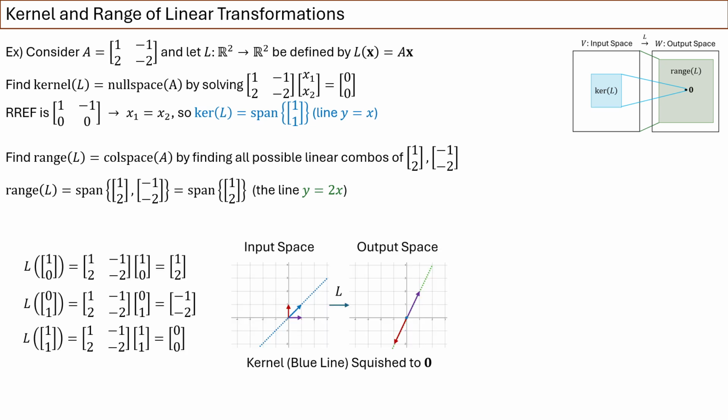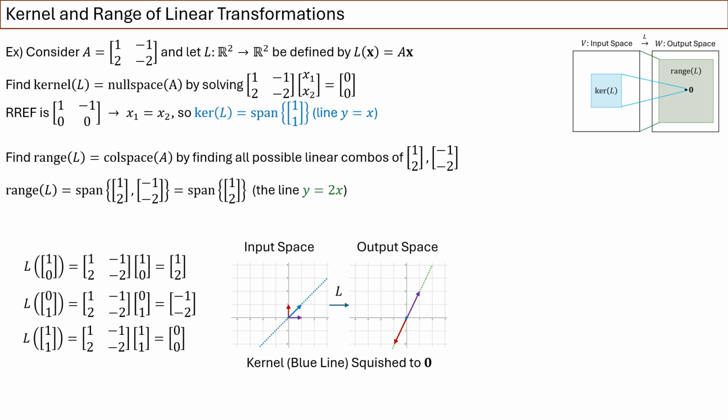I'd like to show you a visualization so you can see exactly what's happening to specific vectors. Let's look at these graphs on the bottom. On the left is our input space, and on the right is our output space. First, look at the purple arrow. 1, 0 is mapped to 1, 2, and we see that is now on the line. Here, the red arrow, 0, 1 is mapped to -1, -2. That is now on the line as well.